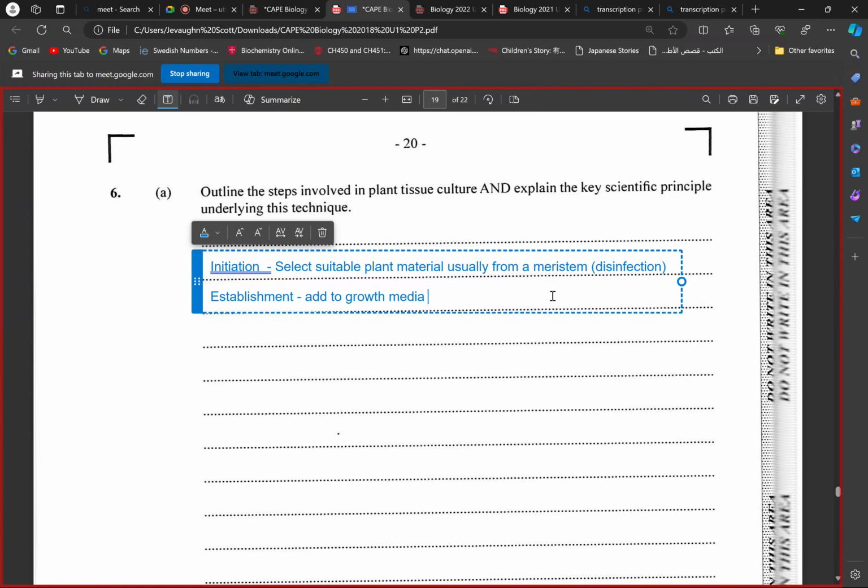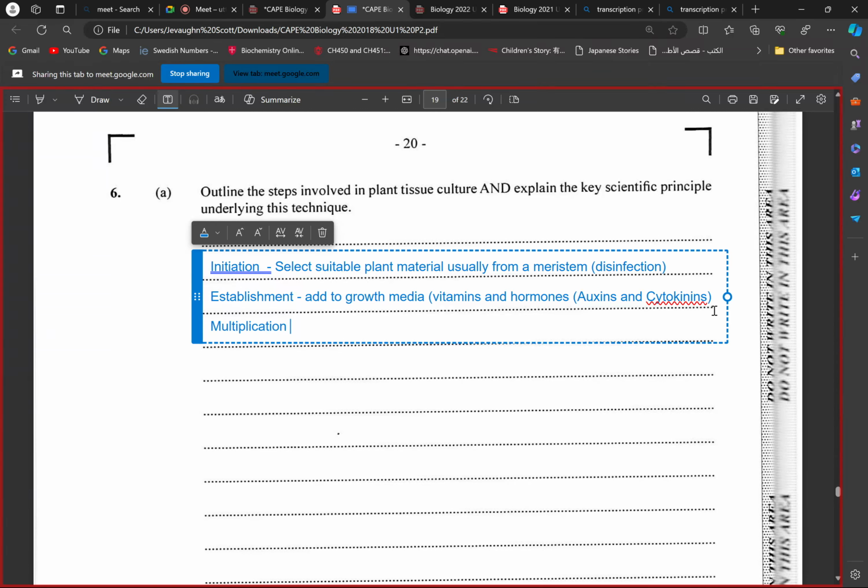We add it to a growth media with vitamins and hormones, right? And the hormones that we look at are auxins and cytokinins. What we do know, we allow it to grow. We have multiplication, or we could speak about just the growth, into a callus.